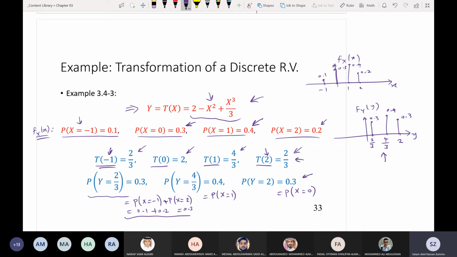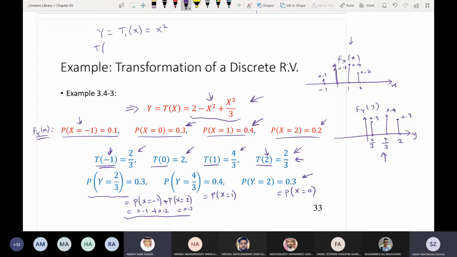Let's have another example. Y equals t1 of x, which is x squared, for the same f of x. Then what are the values of y in this case? Before we find the probabilities, we need to find what the values of y are, right? We substitute for each value of x to find the value.